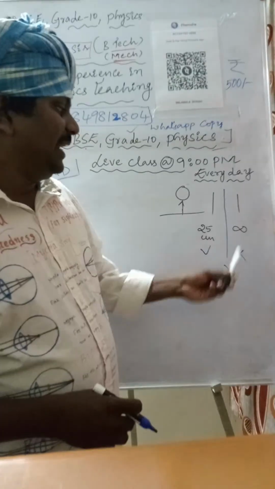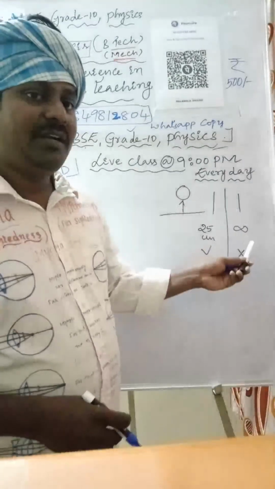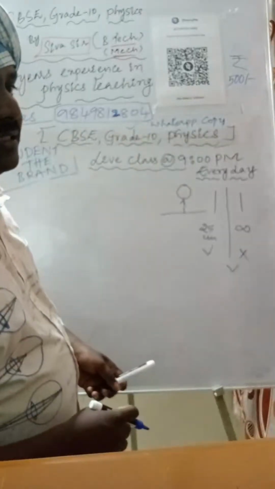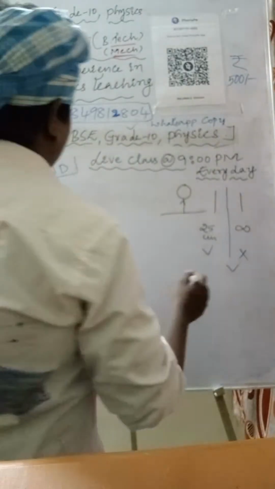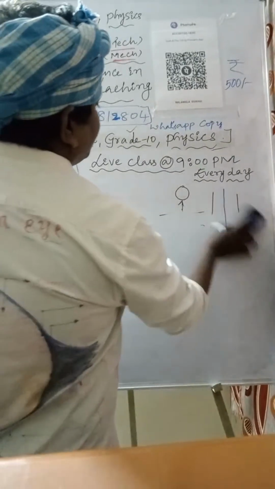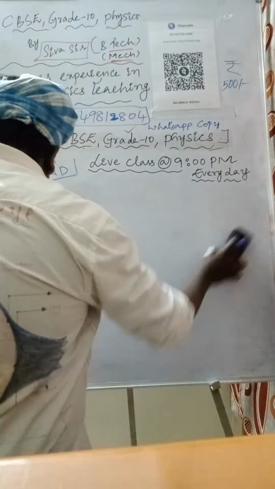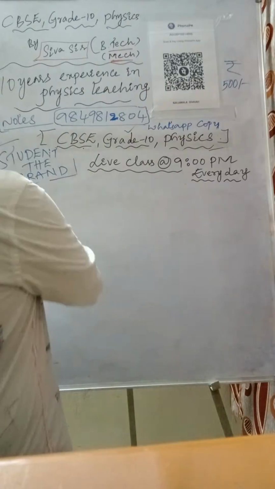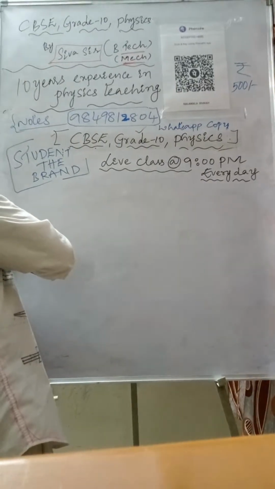So if the light rays come from this point, how is it? I will draw the diagram. Check once here.